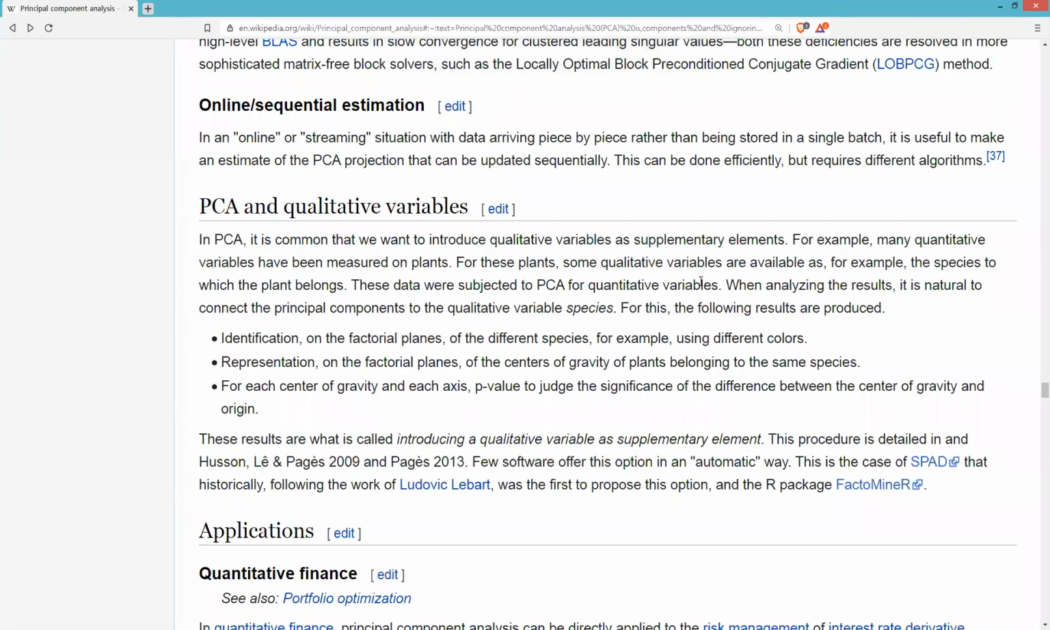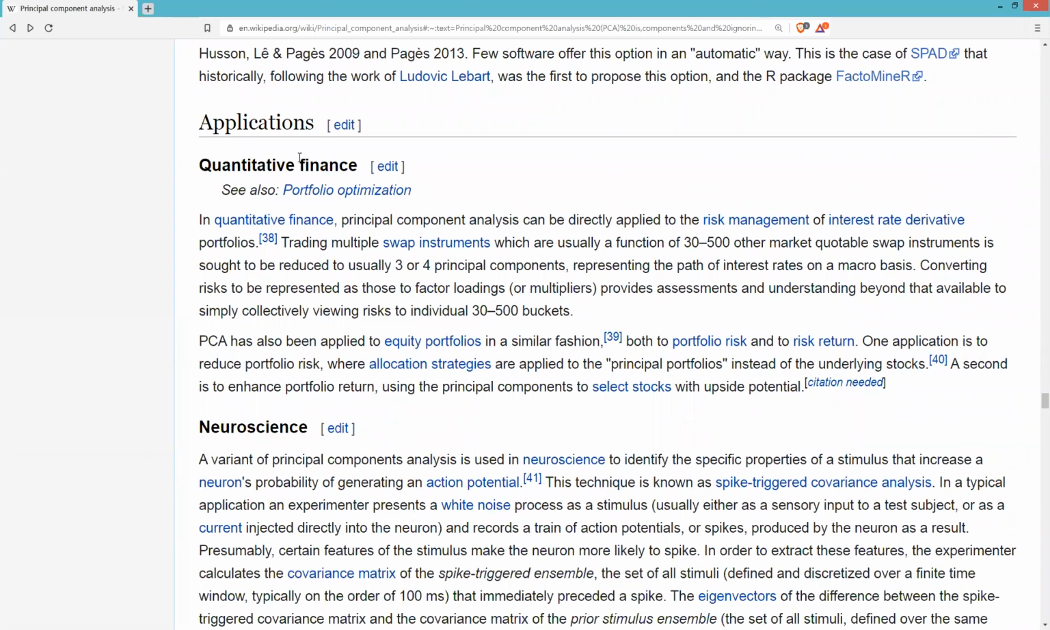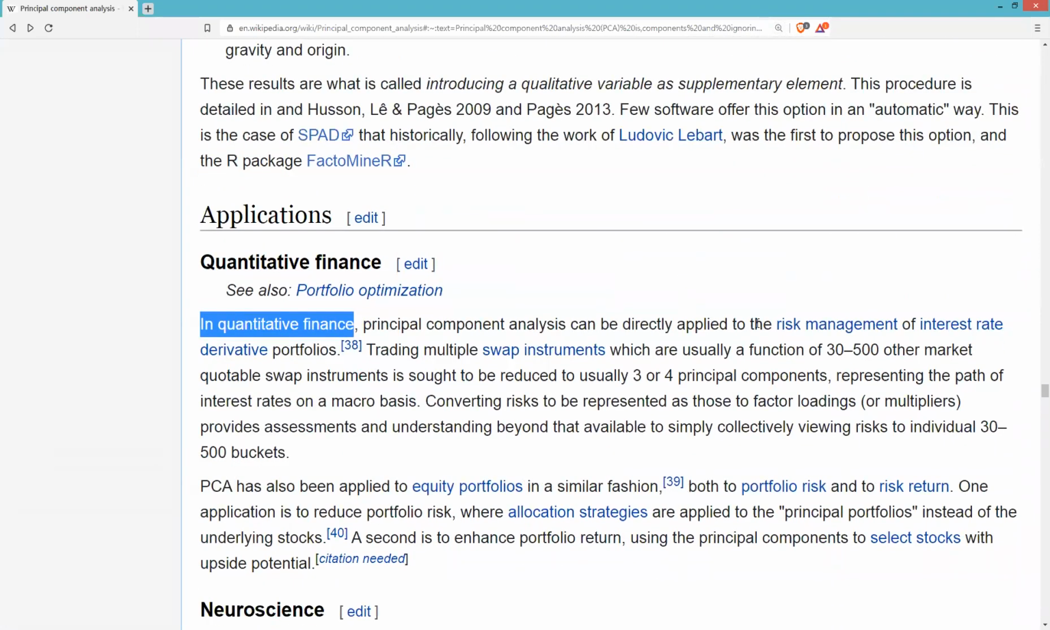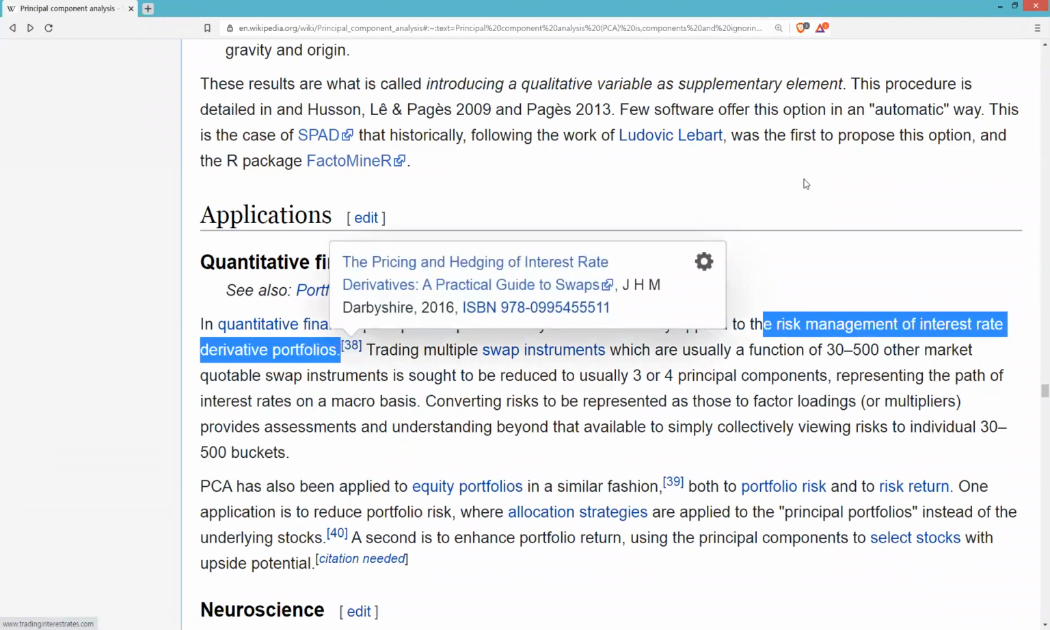Then PCA and qualitative variables, and applications. Application in quantitative finance: PCA has large applications in finance, and it is one of the very popular machine learning techniques in finance. In quantitative finance, principal component analysis can be directly applied to risk management of interest rate derivative portfolios.